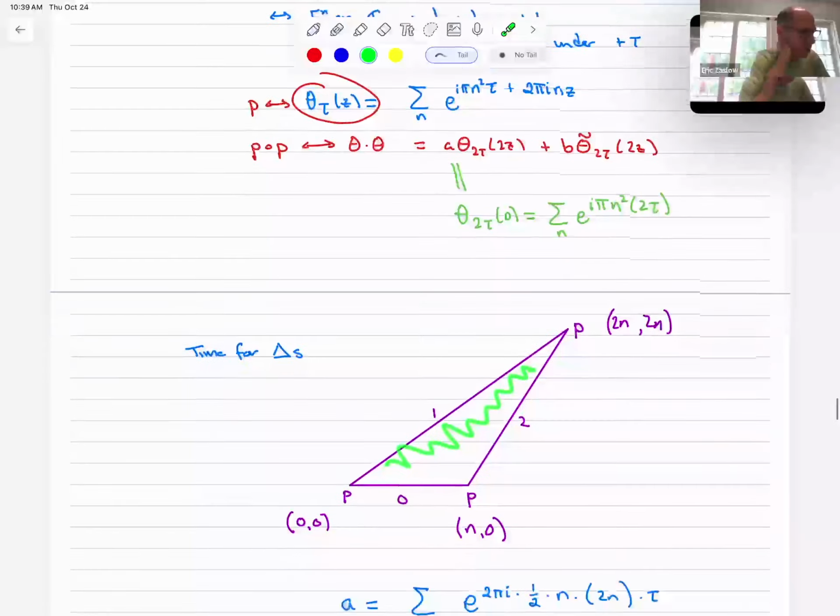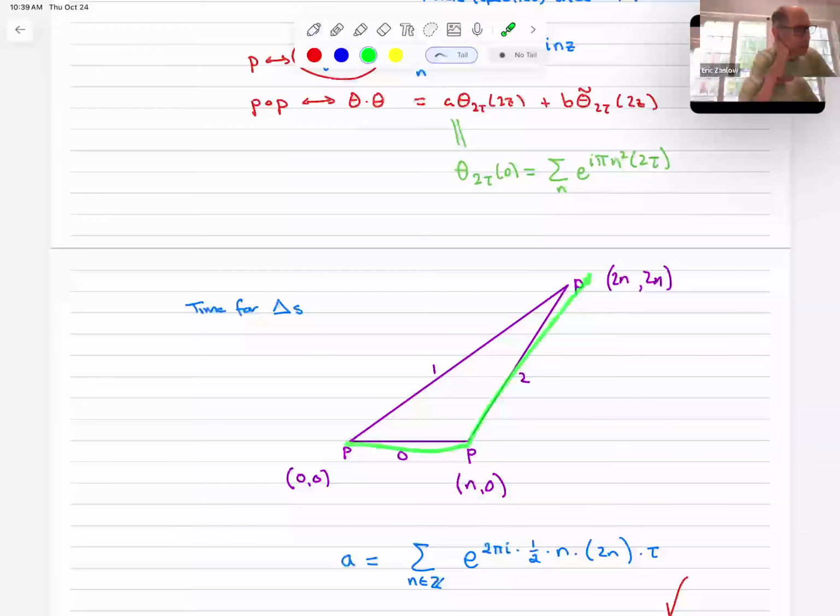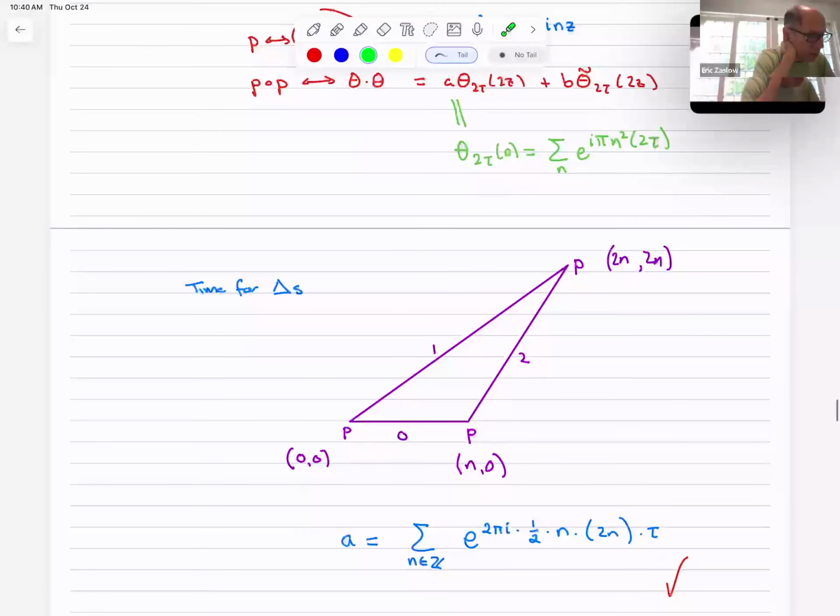Okay, so these are all the triangles. Let's sum them up. So we get the sum over n of e to the 2 pi i times this area. That area is 1/2 base times height. So it's 1/2 base, which is n, times height, which is 2n, times the area of a unit square, which is tau. And so I get e to the 2 pi i n squared tau, which is exactly this answer.